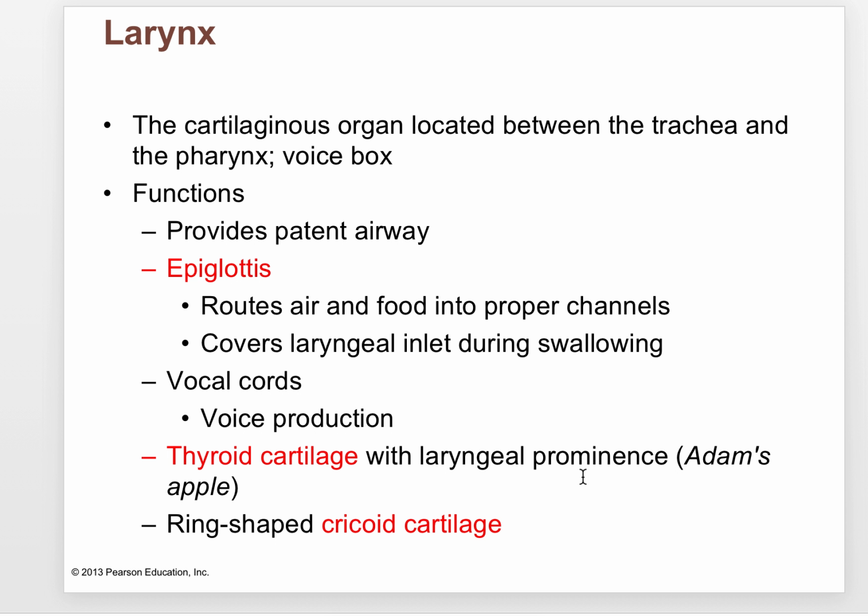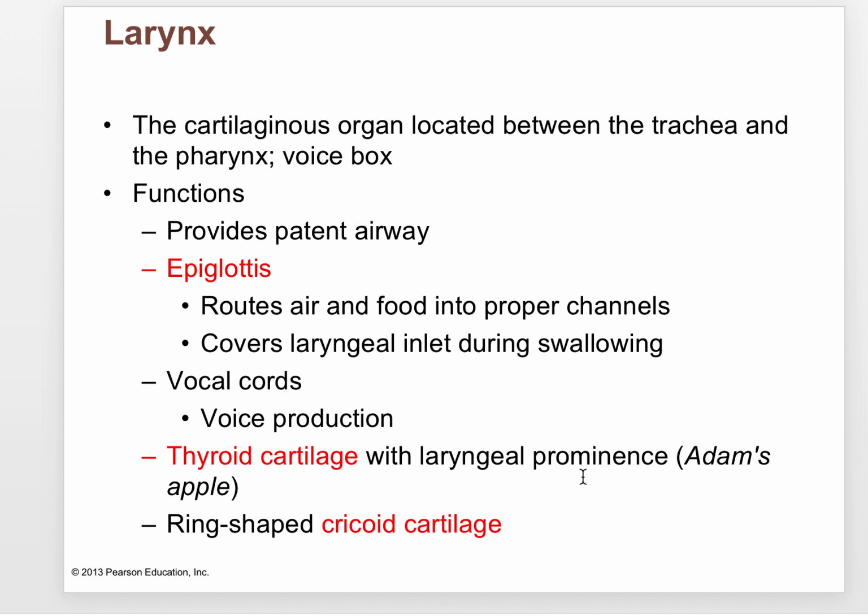The larynx is a cartilaginous organ located between the trachea and the pharynx. It's also called the voice box. It provides a patent airway. The epiglottis is a structure in the larynx that routes air and food into proper channels. You want air going in the lungs and food going in the esophagus, and not the other way around. The vocal cords are there for voice production.